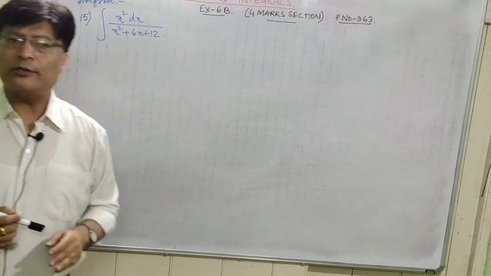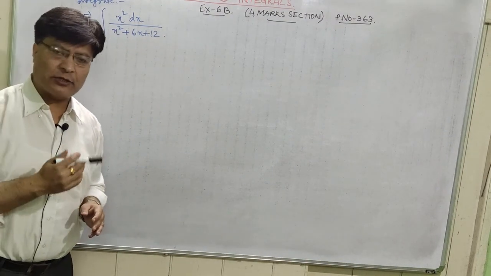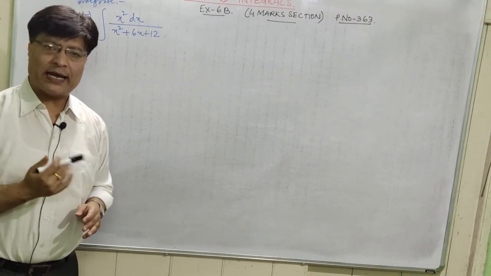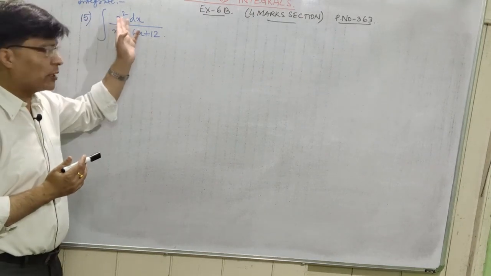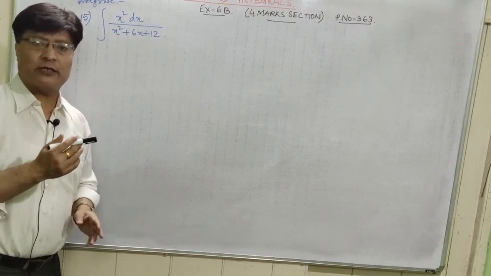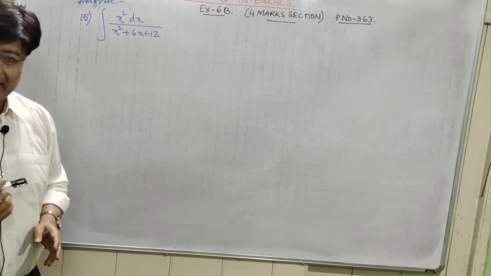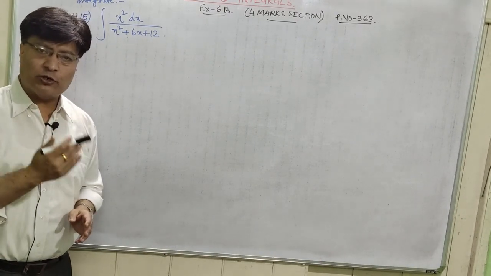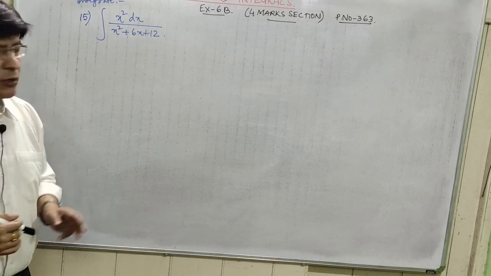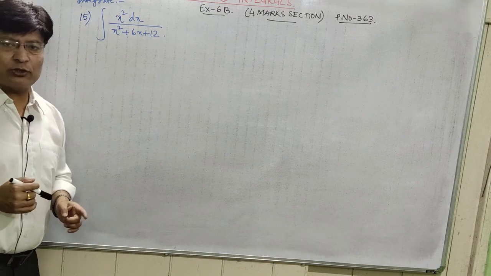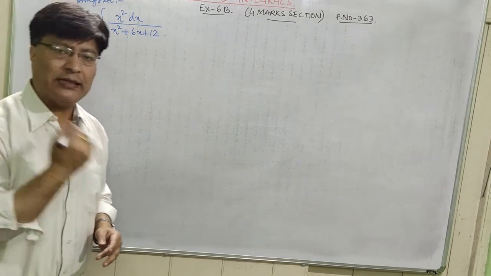In this case also, the highest power of x in the numerator is 2 and the highest power of x in the denominator is also 2. That is, the highest power of x in the numerator is the same as the highest power of x in the denominator. So whatever is there in the denominator, we will write it in the numerator.